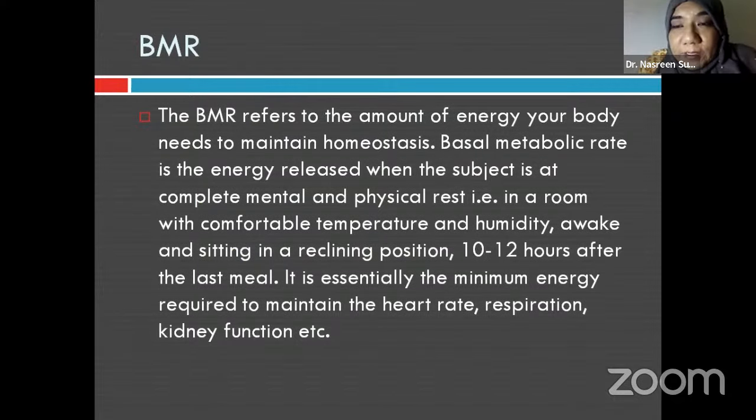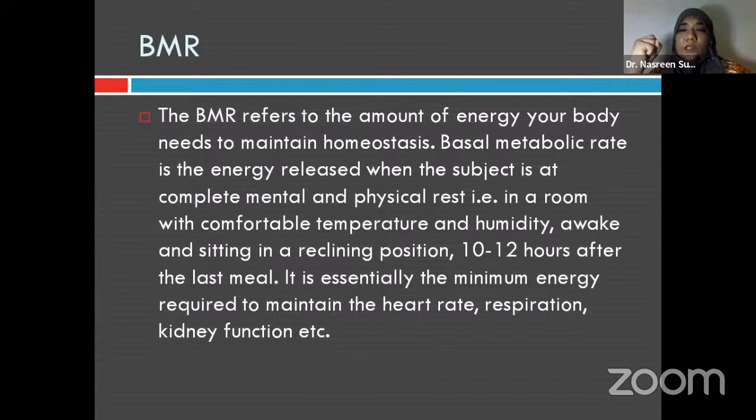Next, basal metabolic rate. So what do you mean by basal metabolic rate? It is the amount of energy your body needs to maintain homeostasis. What is homeostasis? Balance between your internal and external environment. Okay, it means to survive normally. To survive normally, the amount of energy your body requires will be called BMR.